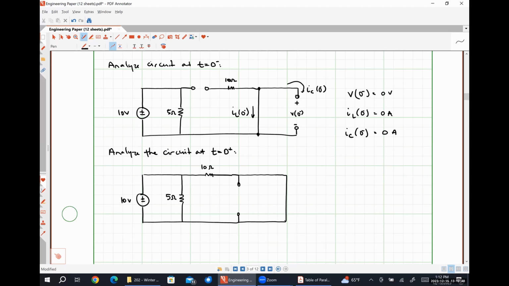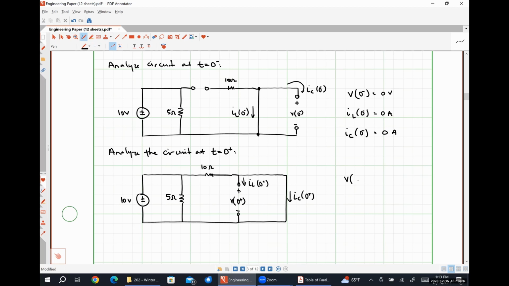Absolutely right. So since my voltage across my capacitor was 0 volts, I need to replace my capacitor with a 0 volt source, which is just a short circuit, because the current flowing through my inductor was 0 amps. I'm replacing it with a 0 amp source, which is just an open circuit. Absolutely right. So just to define things clearly here, here's V at 0 plus. Here's IC at 0 plus. Here's IL at 0 plus.